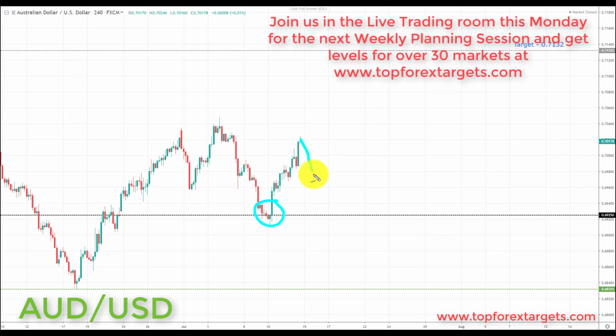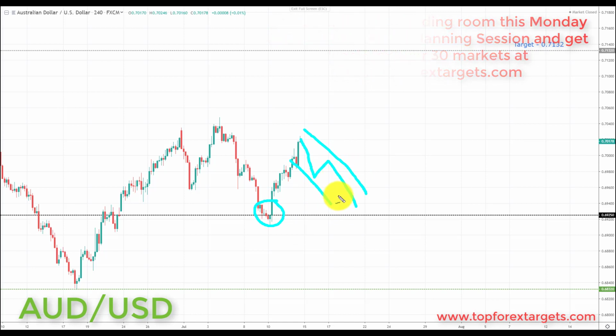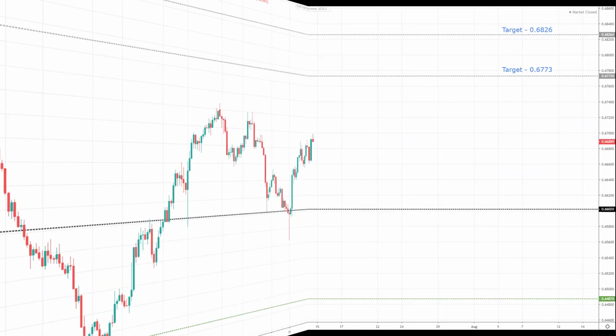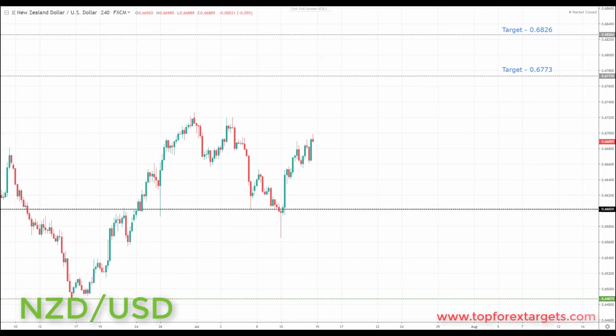If we can get a pullback, and preferably as always if we can get a retest, but any pullback in this area, because we may not get a retest of support once again, it's going to give us another opportunity to start to look for those bullish formations and patterns. And if we get the right kind of bullish formations and patterns in this area, we're going to be looking at initiating longs up towards the next key area of resistance to the upside, the target set from last week at the 0.7132. So next market we're going to look at is New Zealand dollar.